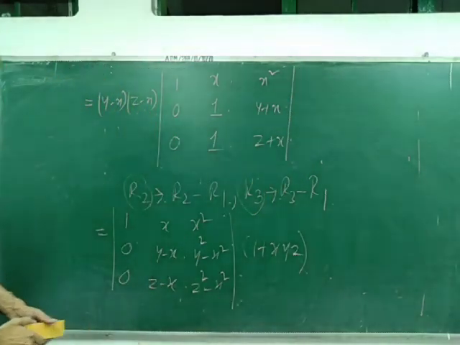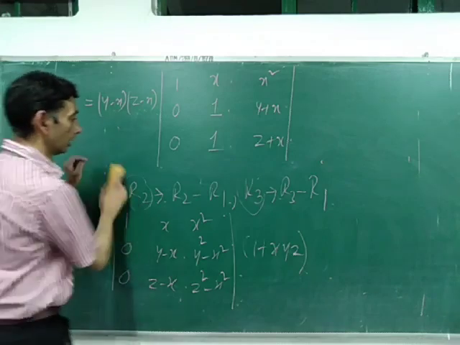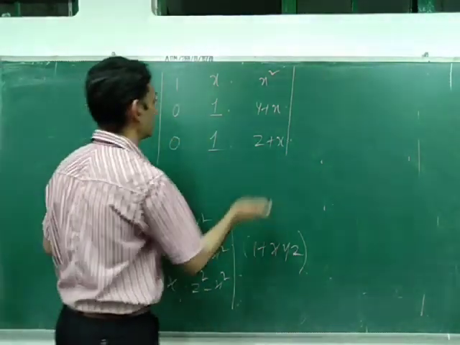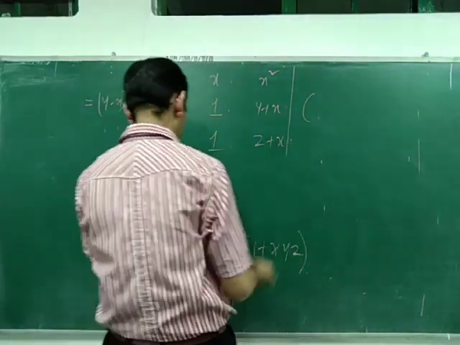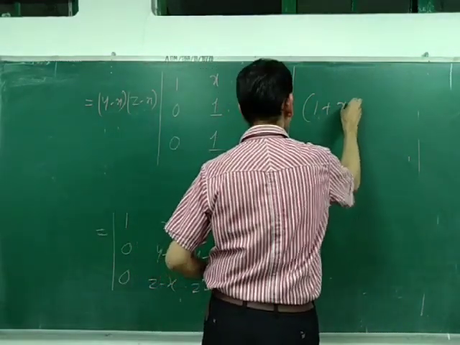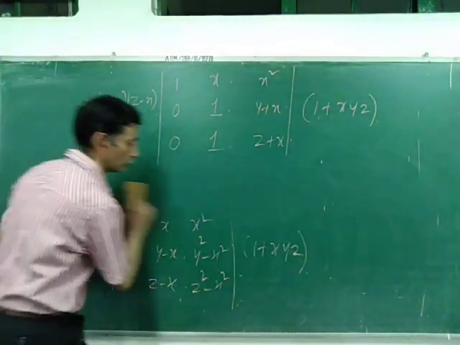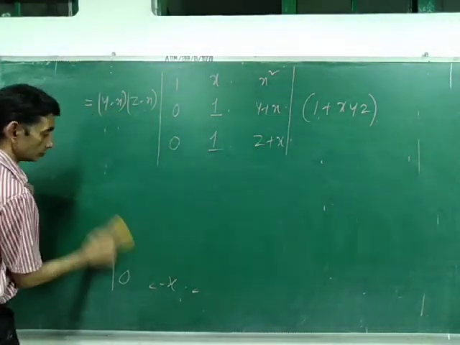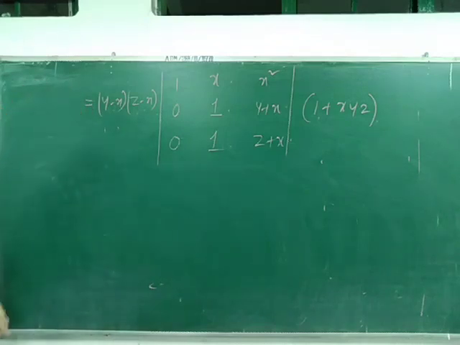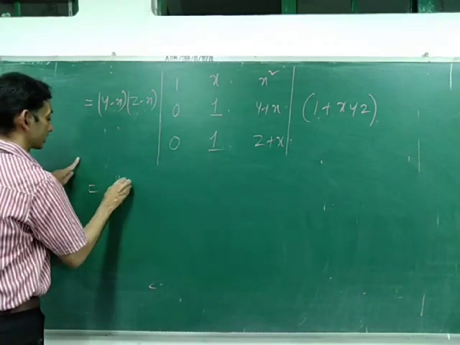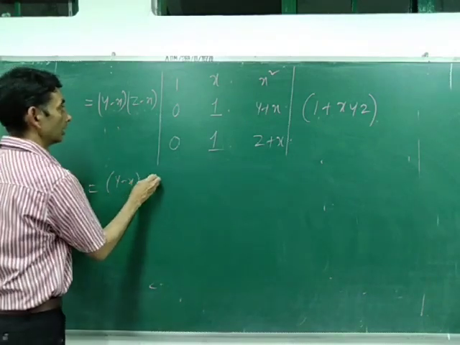Done? Yes. Okay. Next. What are the next steps? Remember, don't forget to write these terms. These terms always need to be written: x, y, z. Now, y minus x, z minus x.